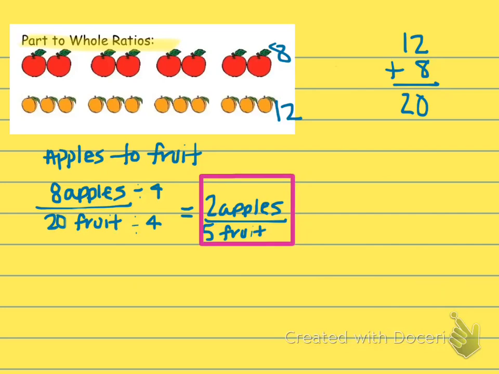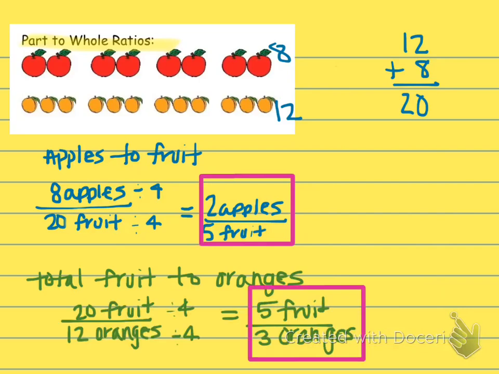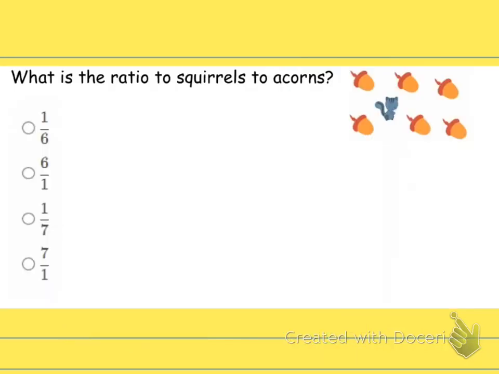What is a different way they can ask us a part to whole ratio? Well, what about total fruit to oranges? I want you to write this ratio and simplify it. Press play when you are finished. Okay, so your final answer should have been 5 fruit to 3 oranges. 5 total fruit to 3 oranges. The original ratio being 20 fruit over 12 oranges, simplifying by 4, giving us 5 fruit to 3 oranges.